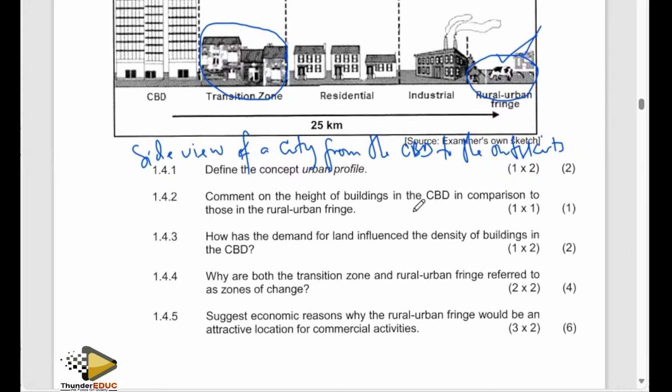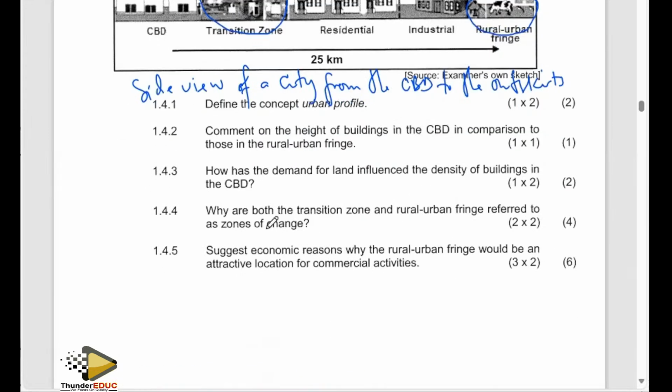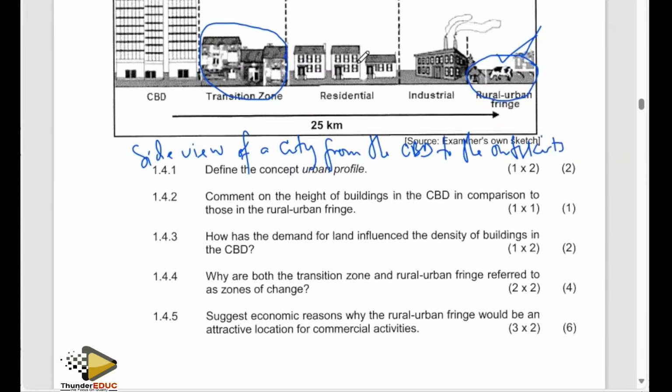So why are we regarding them as the zones of change? The fact that they've got mixed functions suggests to us that they are part of the change process. If you are coming from the CBD, it's truly commercial, and we are now going to another zone. And in between there is no distinct boundary of activities happening. There is a mix of activities coming from the commercial side and also coming from the next zone.